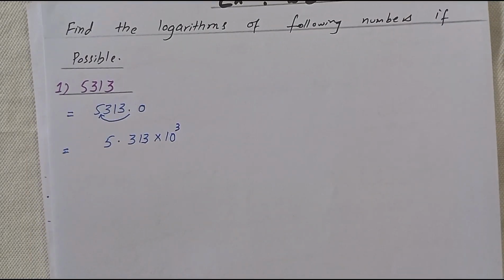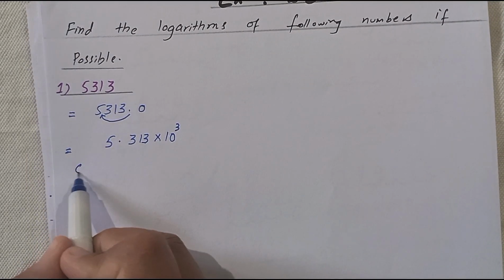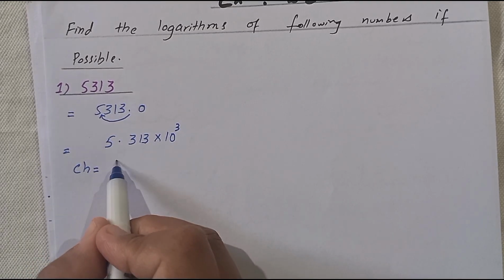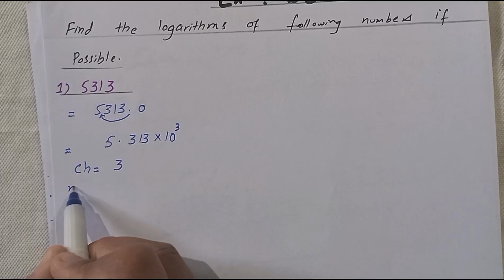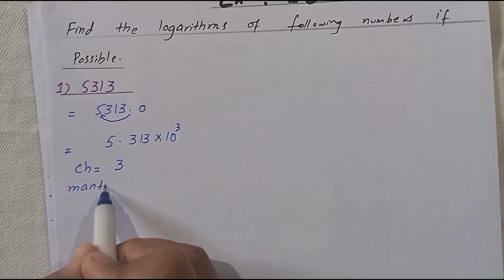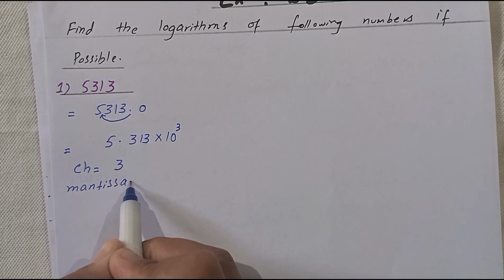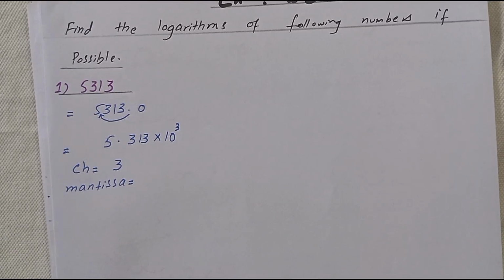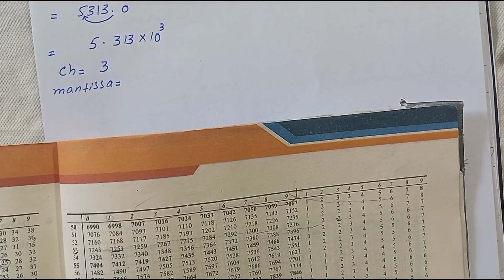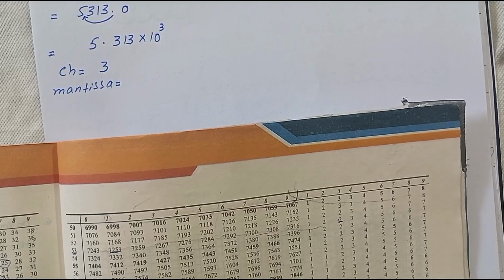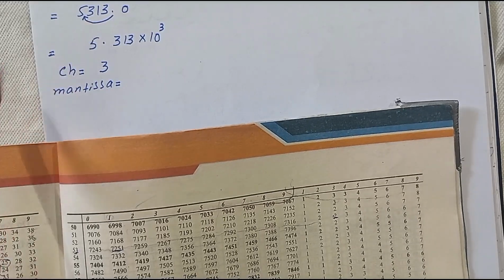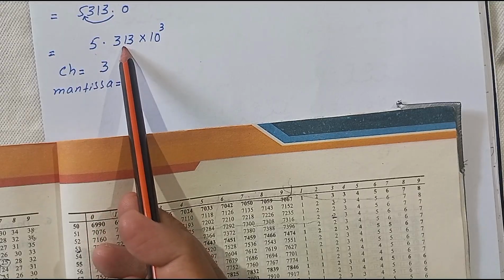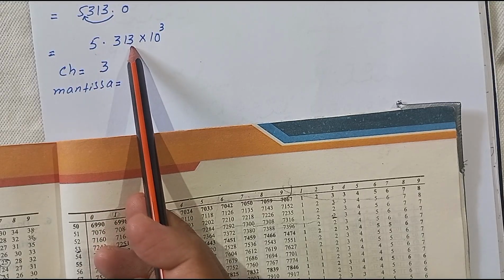After this we can easily find the characteristic. Here the characteristic is the power of 10, that is 3. Now we have to find the mantissa. For this we have to look in the log table. Now look how we can find the value in the log table. So we have to find 53 in the column 1 and then add the column value of 3.